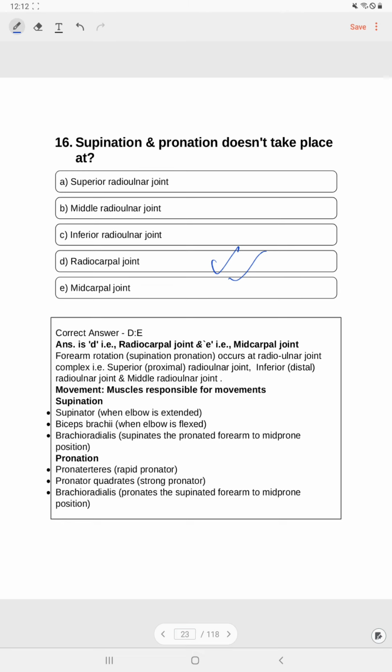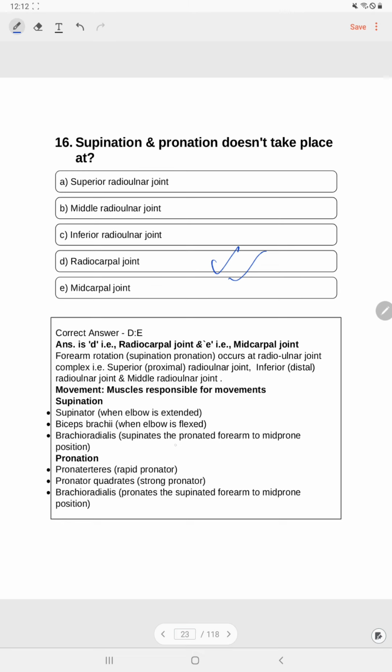Forearm rotation, supination and pronation, occurs at the radioulnar joint complex, that is the superior proximal radioulnar joint, inferior distal radioulnar joint, and mid radioulnar joint. Supination is done by the supinator when the elbow is extended, and by biceps brachii when the elbow is flexed.